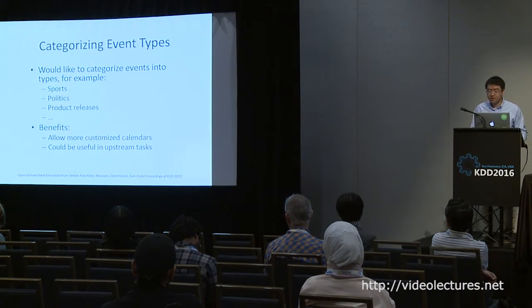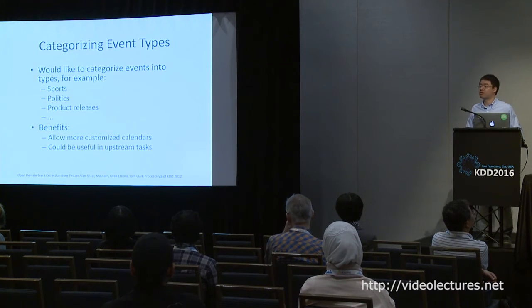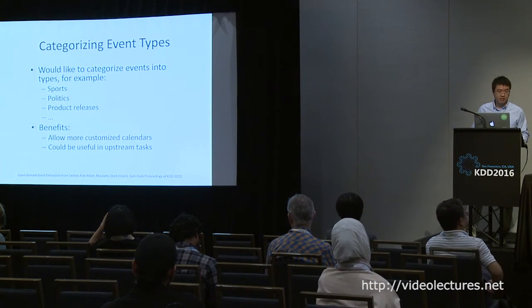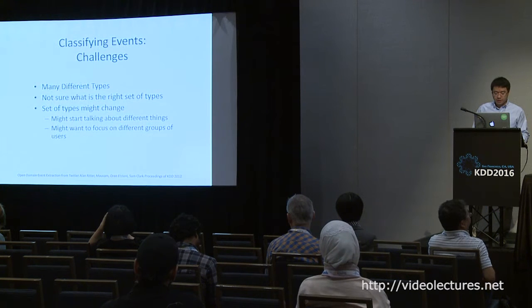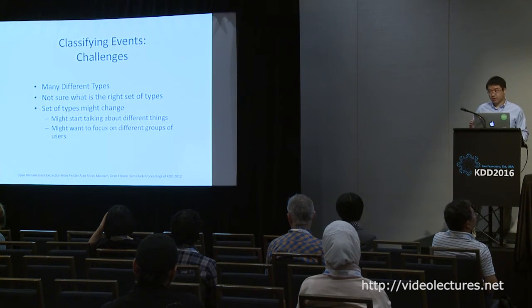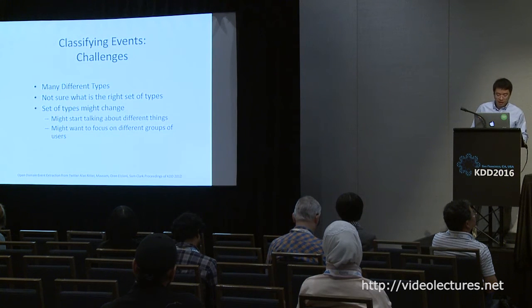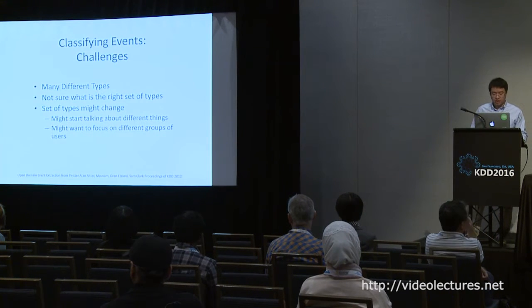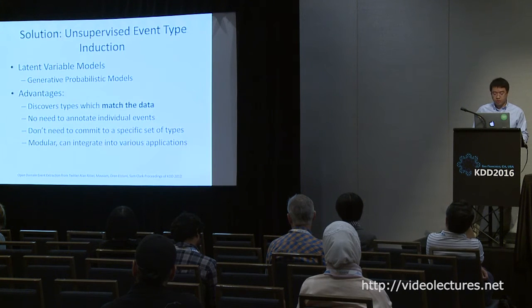And at the next step, they need to categorize the event types. So they need to know what type of event it is, whether it is about sports, politics, or a product release. Essentially, this can be viewed as a classification task. But it involves a lot of challenges, such as there are a lot of different open-domain types, and it is not clear which is the right set of types because it's hard to predefine, and the types may change.